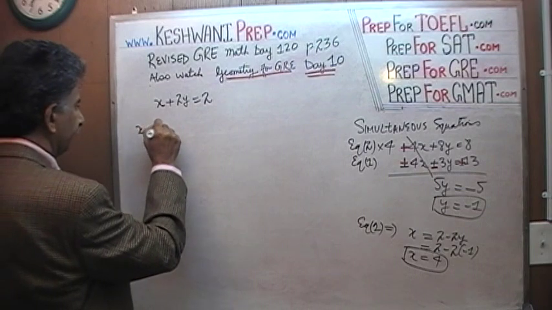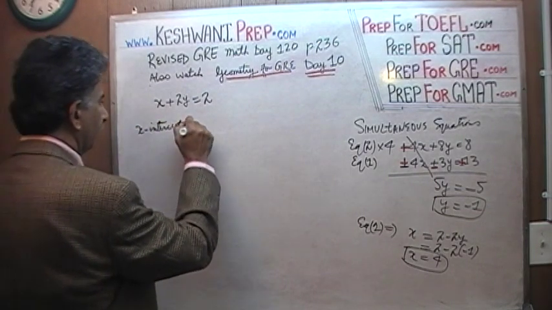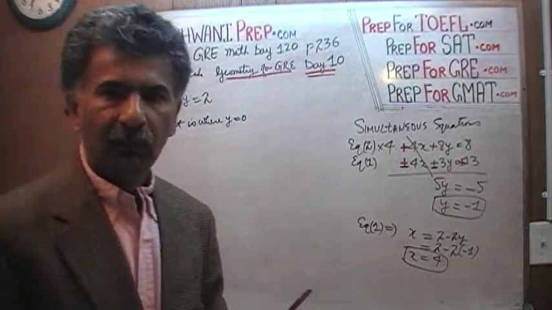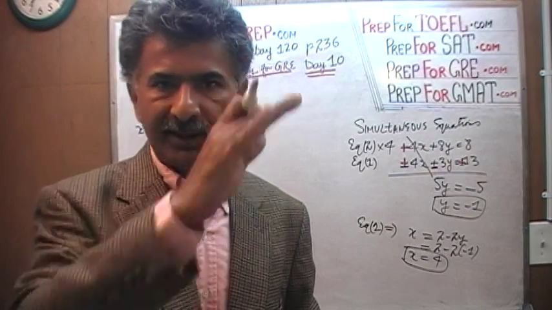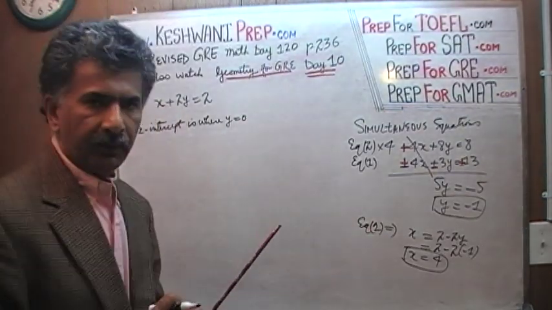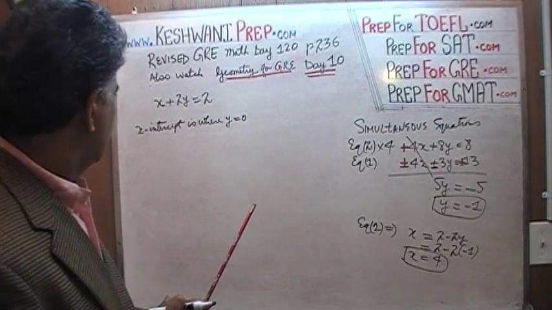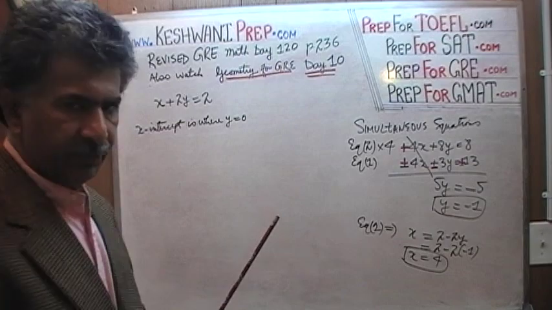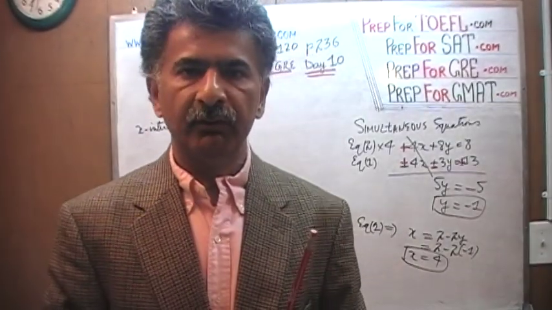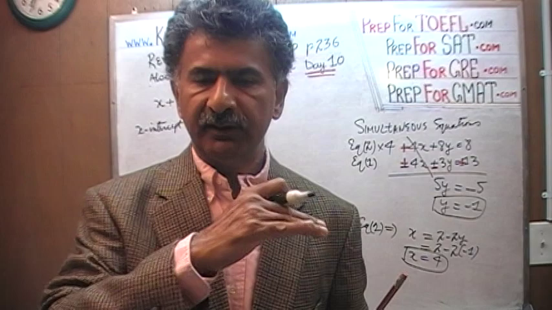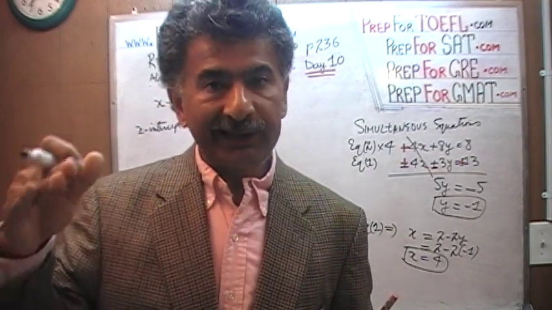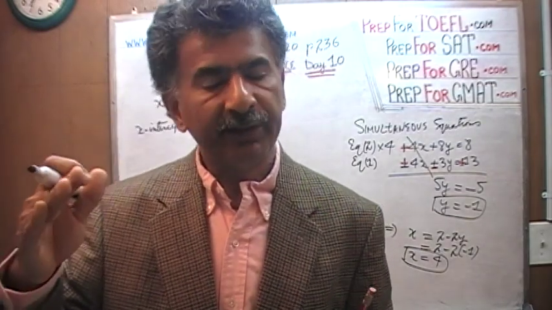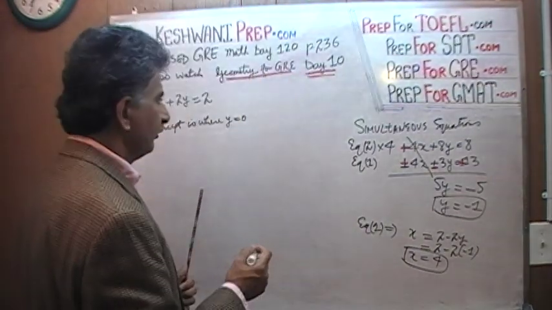X-intercept is where y equals 0. X-intercept simply means what's the value of x where the line crosses the x-axis. X-intercept is where y is equal to 0. When y is equal to 0, we're asking ourselves what is the value of x where the line crosses the x-axis, which is why it's called the x-intercept.